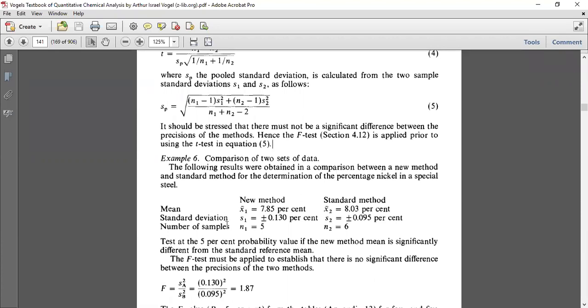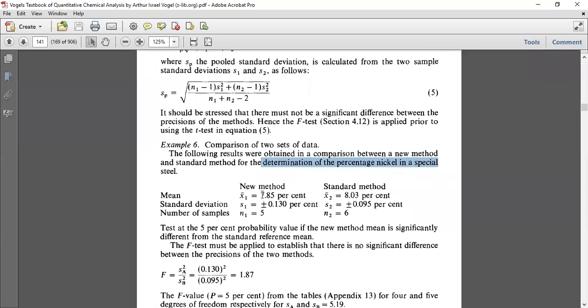See, now another problem you can refer. This problem is related to comparison of means or comparison of two sets of data. The following results were obtained in a comparison between a new method and standard method for the determination of percentage of nickel. So this is a new method, this is a standard method. They have given mean, standard deviation and number of samples. Here n1 is equal to 5, n2 is equal to 6.